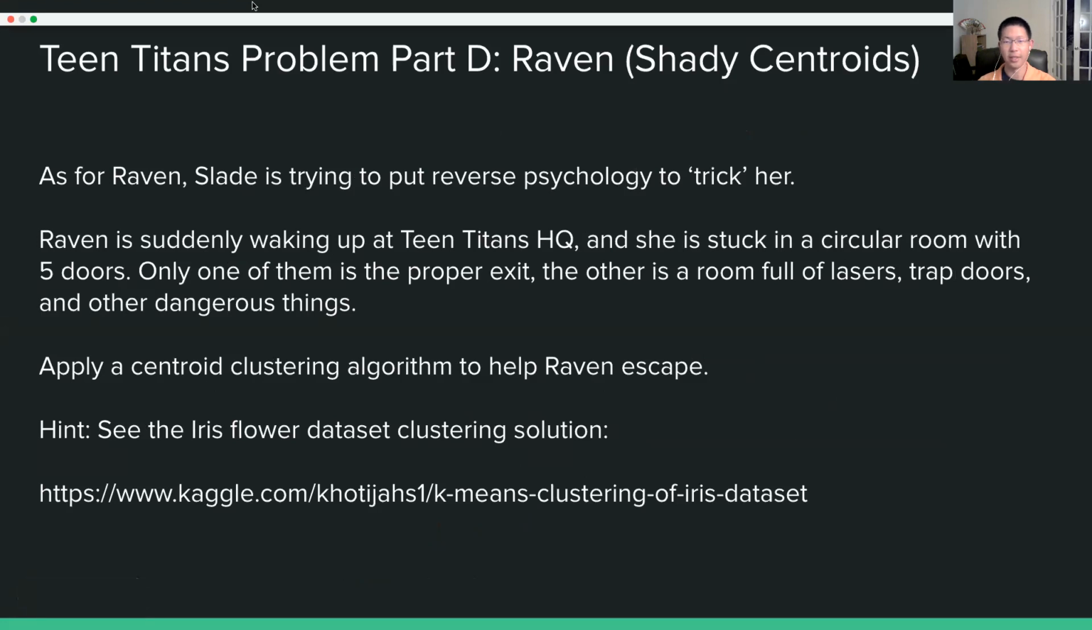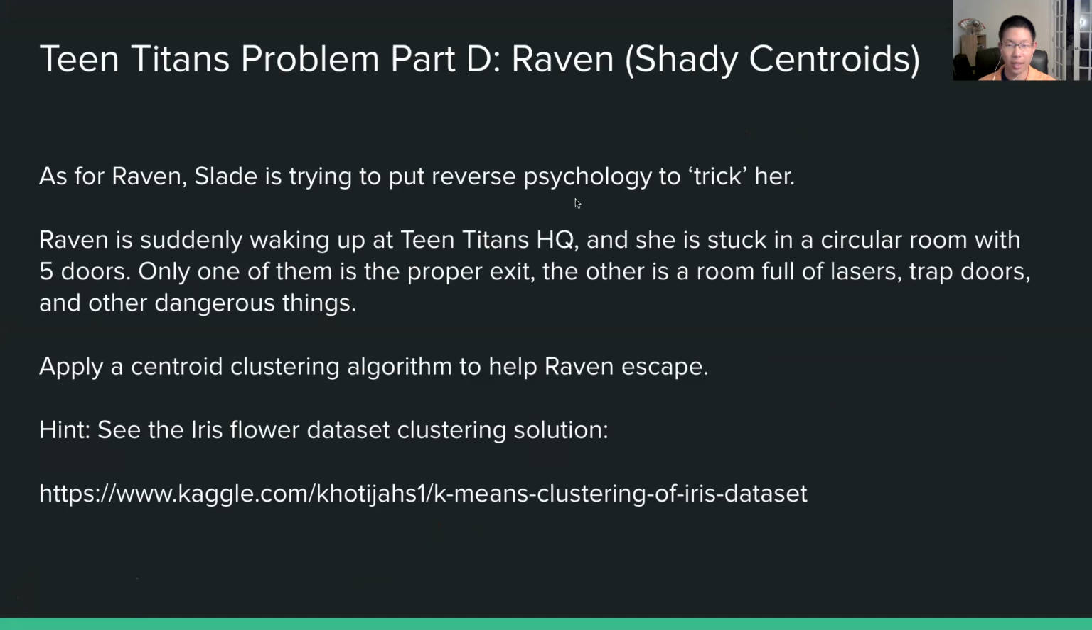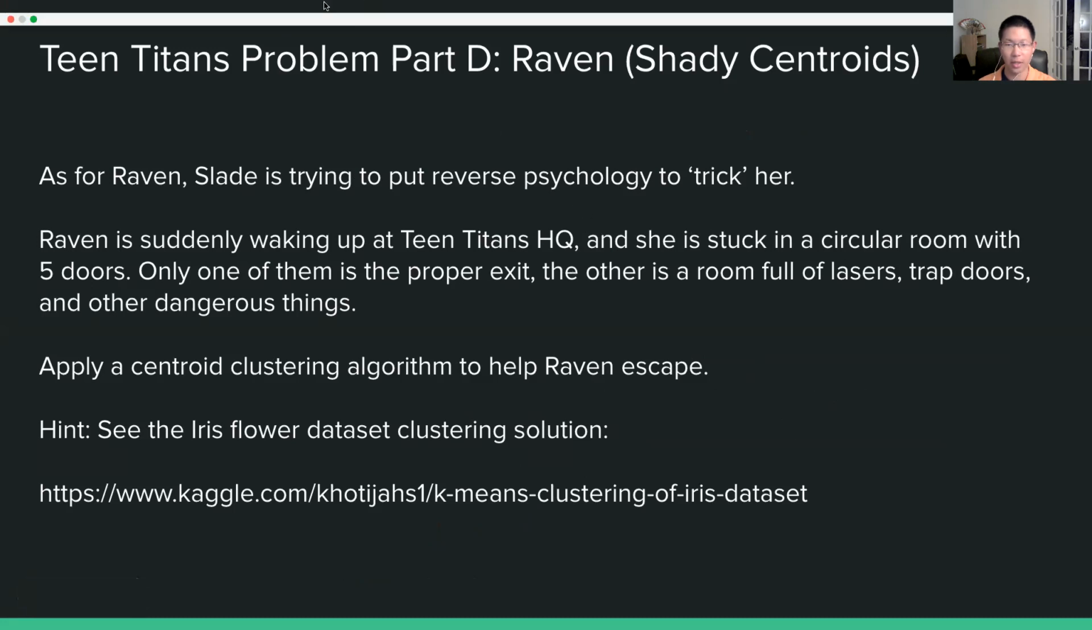All right, part D, Raven dealing with some shady centroids. Since Raven is more of a psychic type of Teen Titan, Slade is trying to use reverse psychology to trick her. Suddenly she's waking up at Teen Titans HQ after a late night party, enjoying the Red Sox, and because she is apparently a Baltimore Ravens fan, enjoying the Baltimore Ravens. And she is stuck in a circular room with 5 doors, only one with a proper exit. The other ones she basically dies. To apply a centroid clustering algorithm to help Raven escape.